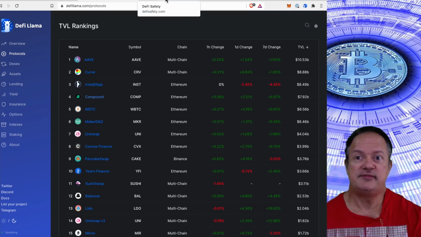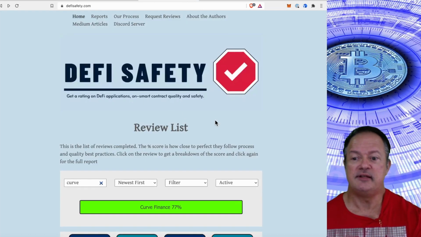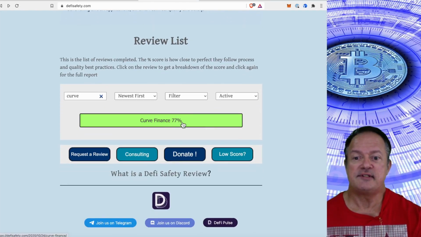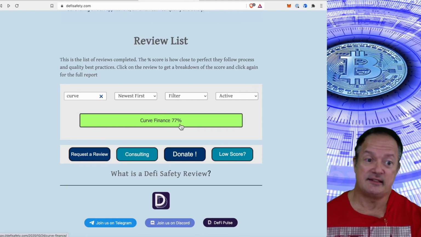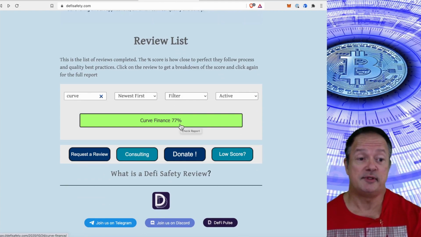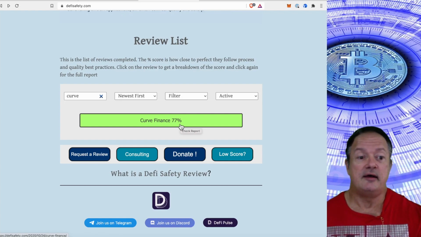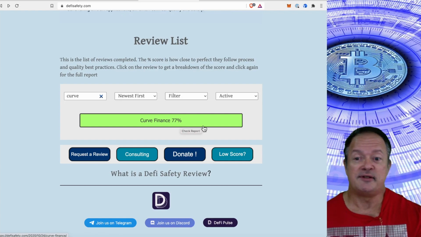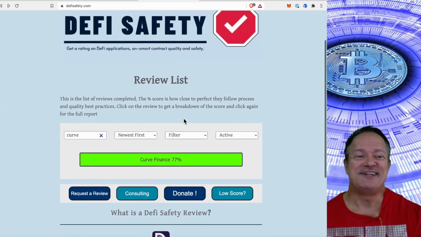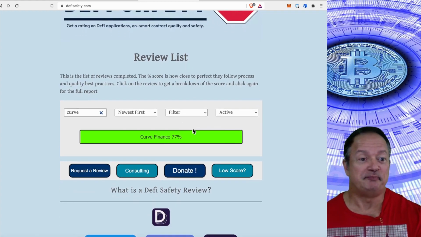Now, if we look at DeFi Safety, what kind of rating did they give us? They give us only 77%. It's not as good as Balancer. Remember my Balancer video, which you can see here. Balancer is the only one that got a perfect rating at DeFi Safety, so it's hard to measure up. Curve Finance gets a passing grade. Passing according to DeFi Safety is 70%, so they passed.